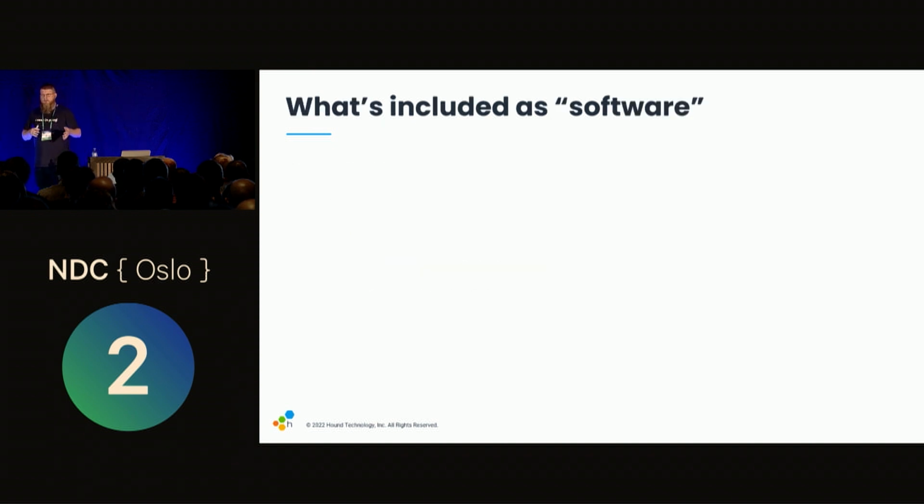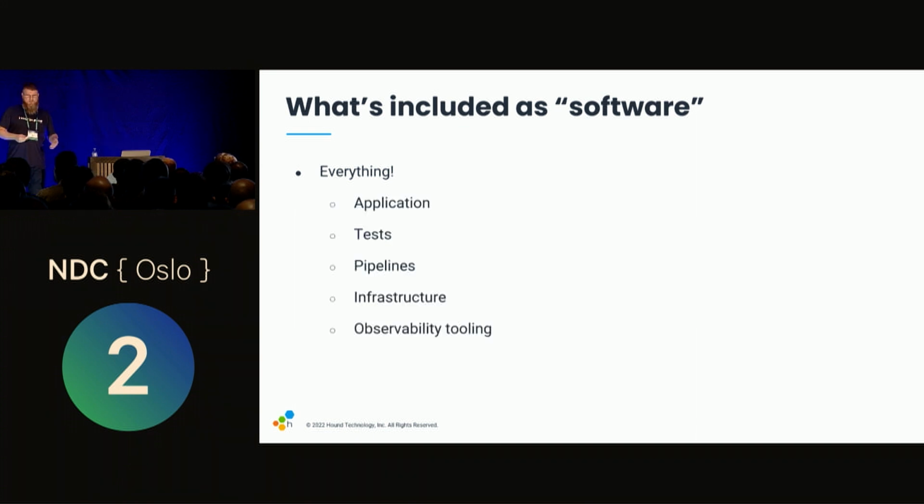Now, when we say software, what is it we mean? Because, well, we write code, we write applications, but that's only part of it. The software that you build is everything. It's your application. It's the tests that you write to prove that your application works. It's your CI/CD pipelines that allow you to do that in a centralized environment, that allow you to deploy this code to production. It's the infrastructure that hosts your platform.